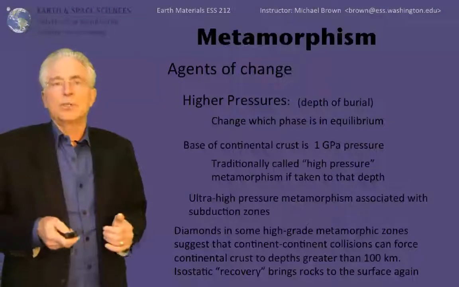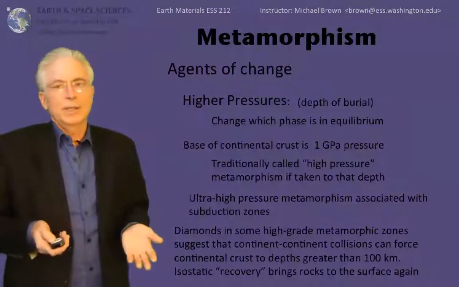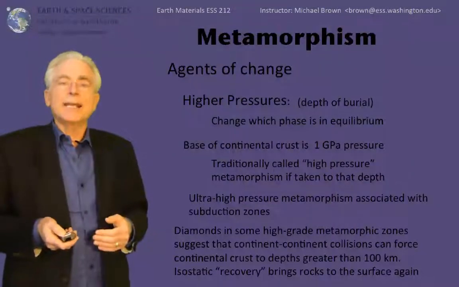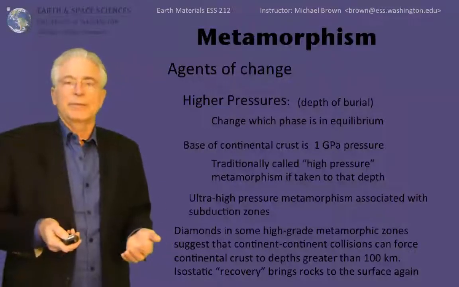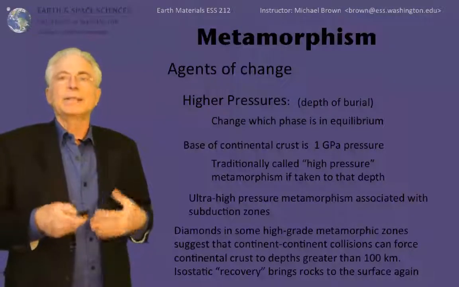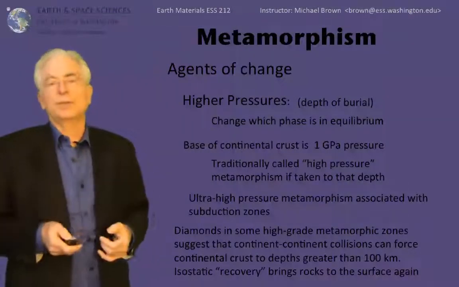And so these coesite and diamonds in metamorphic rocks suggest that continental crust can be carried down over 100 kilometers into the mantle, where they can form an equilibrium, and then they are metastably preserved when the material isostatically rebounds to the surface.